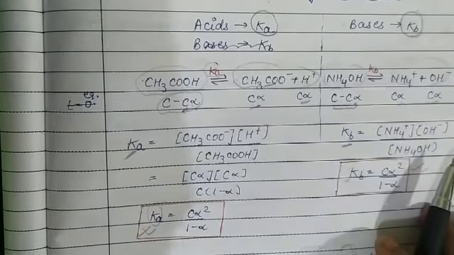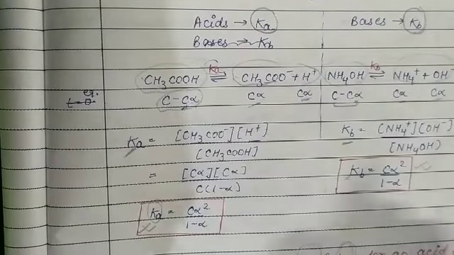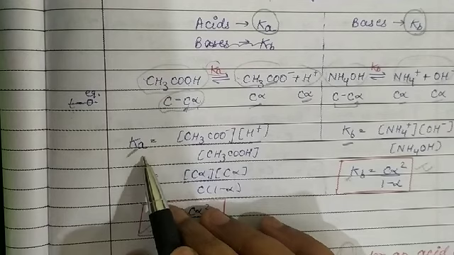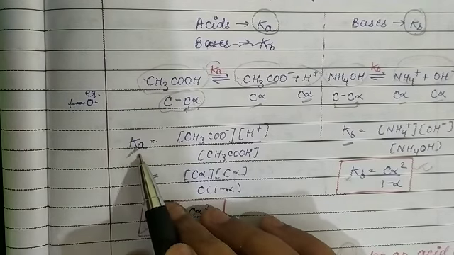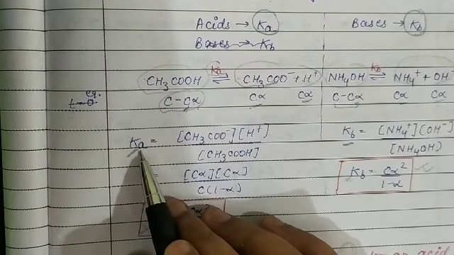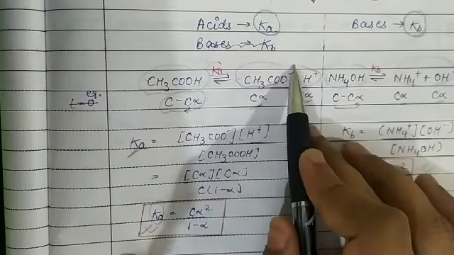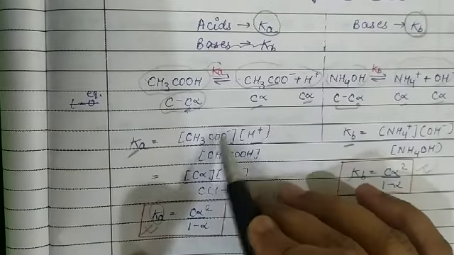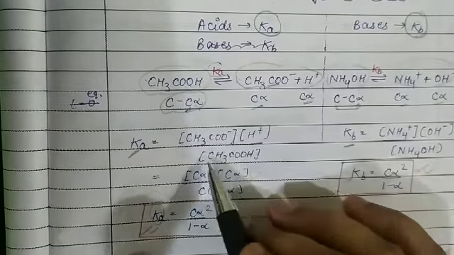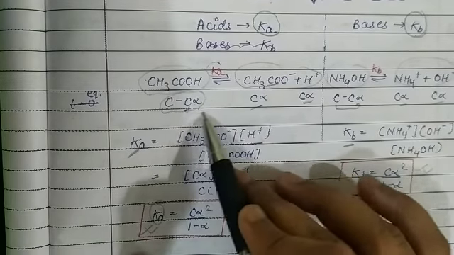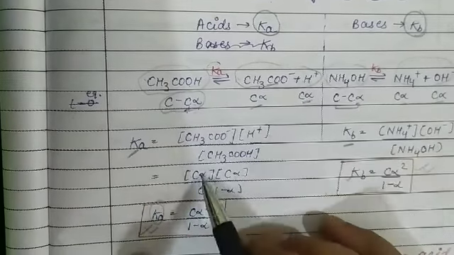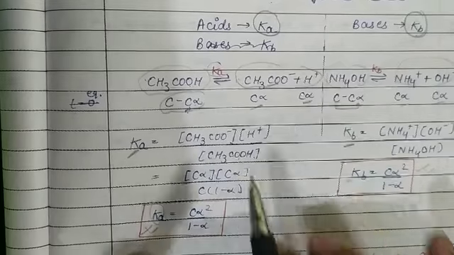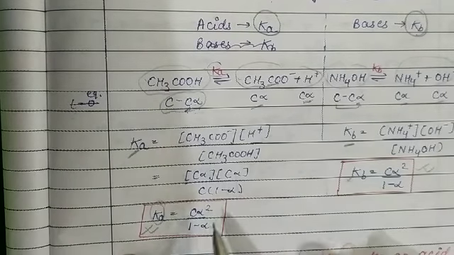Now we will write the dissociation constant of the acid, Ka. Ka is the concentration of products over reactants, so basically CH3COO minus into H plus upon CH3COOH. The concentrations at equilibrium are C alpha into C alpha upon C into 1 minus alpha. So the dissociation constant of the acid will be C alpha square upon 1 minus alpha.